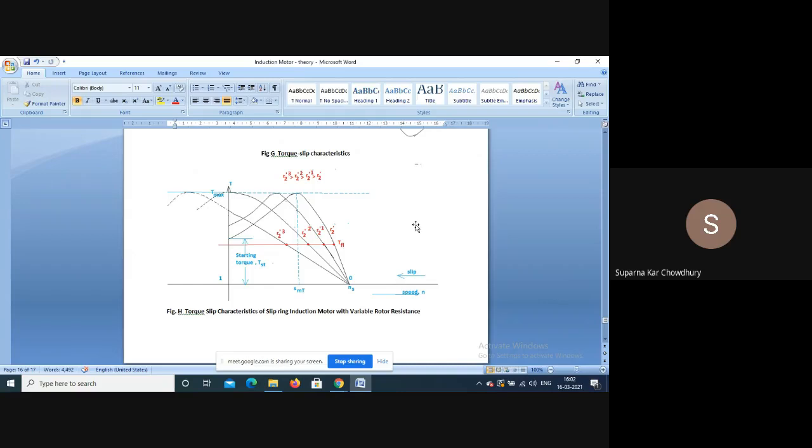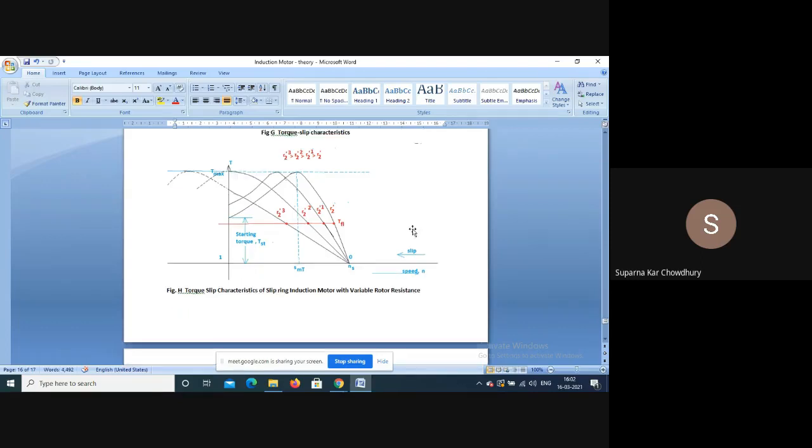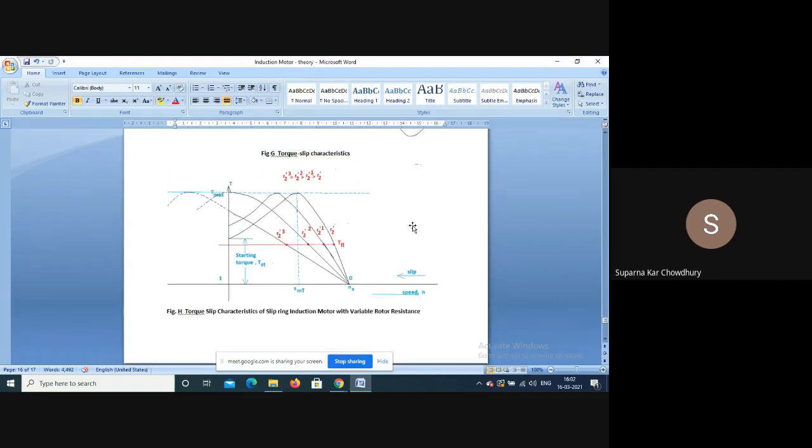Otherwise, the slip ring motor has the disadvantage of the moving contact of brush and slip ring. So today I will stop here.